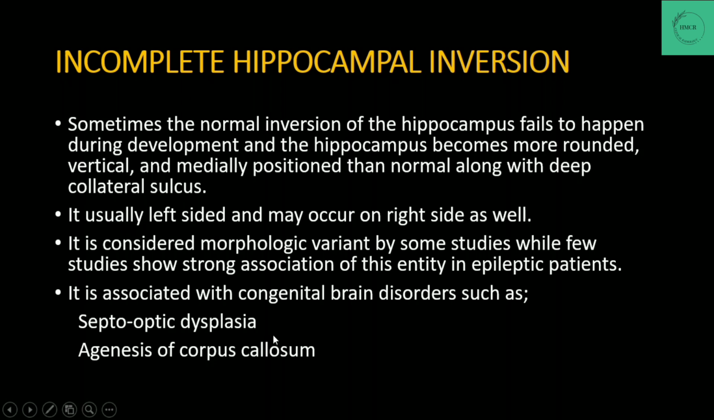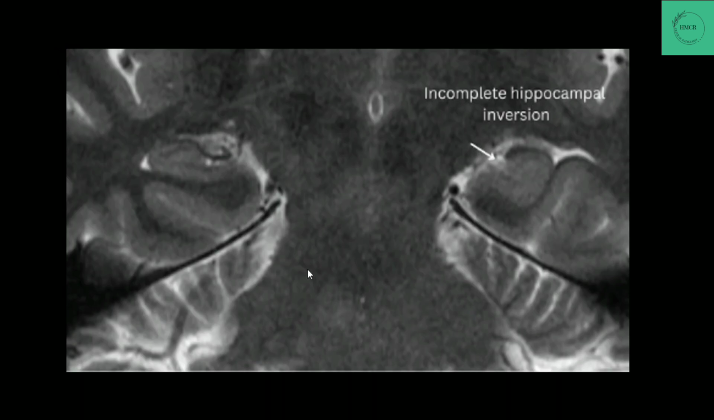It is considered a morphological variant by some studies, while a few studies show a strong association of this entity with epileptic patients. It is associated with congenital brain disorders such as septo-optic dysplasia and agenesis of the corpus callosum. Here we can see the hippocampus is thickened, rounded in appearance and vertically oriented, and this is the normal appearance of the hippocampus, while this is the morphological variant called incomplete hippocampal inversion.